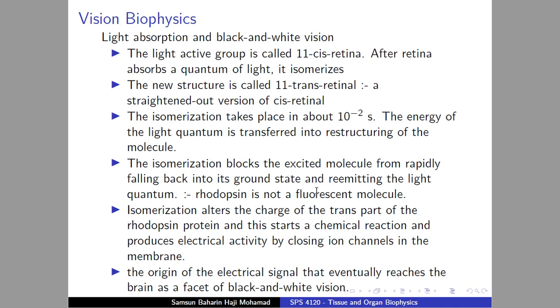Isomerization alters the shape of the rhodopsin protein, and it starts a chemical reaction and produces electrical activity by closing ion channels in the membrane. The electric signal then reaches the brain as a perception of black and white vision. Okay, so the light changes the conformation of rhodopsin, and from that you can produce the electrical signal and send it to the brain, and we get the vision.